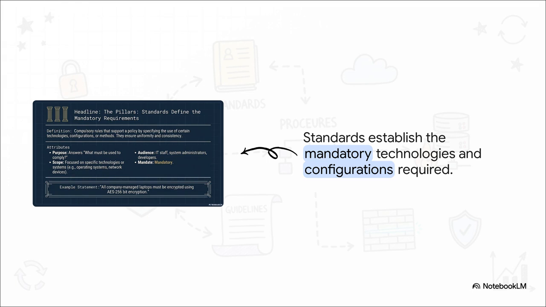Okay, so what holds that policy up? The pillars, security standards. So if the policy was the why, the standard is the what. It answers the question, what do we have to use to actually follow the policy? Now we're getting more specific, right? We're talking about specific technologies, specific systems, and notice this is still mandatory. It's not enough to just say, hey, encrypt your laptops. The standard says you will use AES 256-bit encryption. That's what gives you consistency.